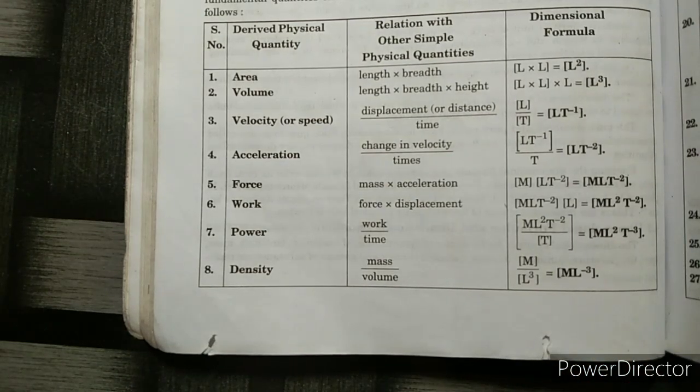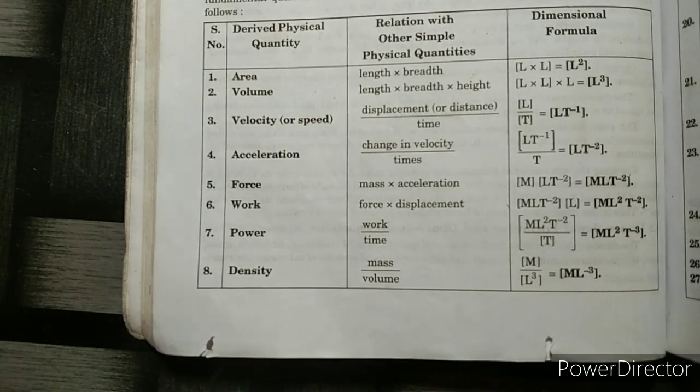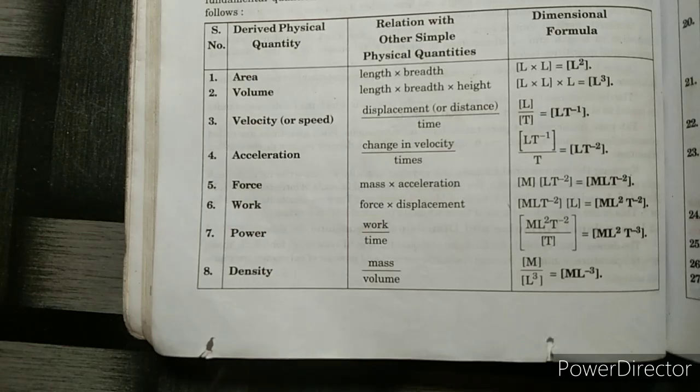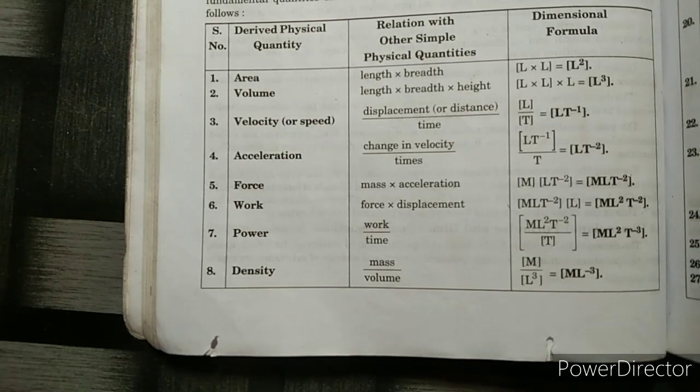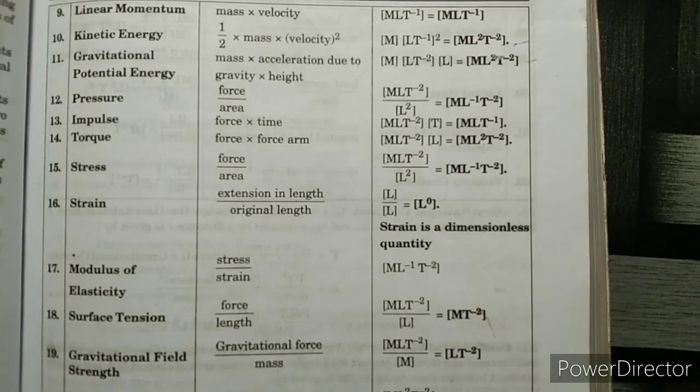These are some formulas. You can make so many dimensional formulas for different derived physical quantities. Here are some other formulas, so you can try at home with your reference book or NCERT book, and keep trying to make dimensional formulas for other physical quantities.